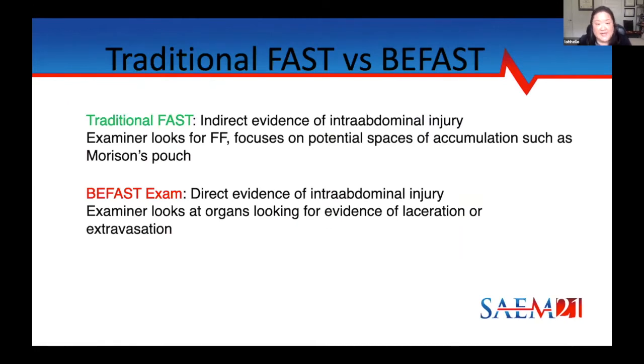In traditional FAST, we see indirect evidence of intra-abdominal injury by looking for free fluid, primarily in these potential spaces of accumulation, such as Morison's pouch. For the BFAST exam, we're looking for direct evidence of intra-abdominal injury. We're looking at organs, specifically looking for laceration or extravasation.